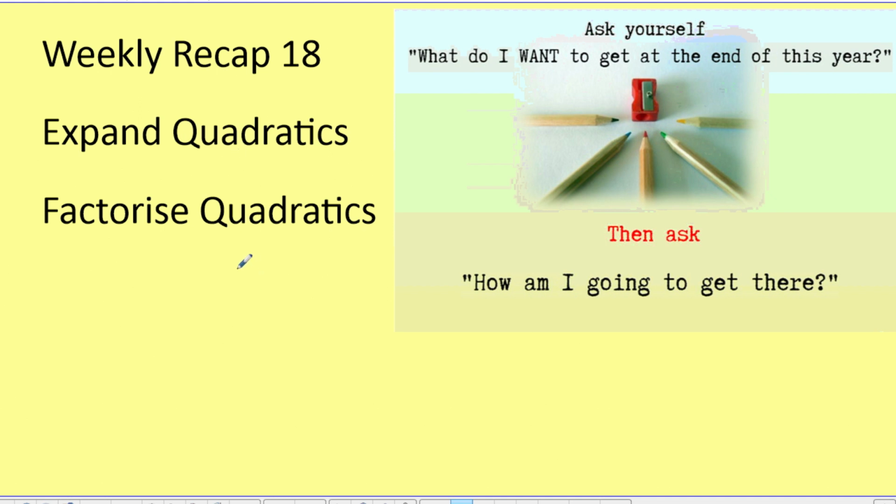Okay, before we get into them, we're just going to ask ourselves, what do we want to get at the end of the year, which is rapidly approaching? Maybe to improve our grade, get the next grade up from what we got last time, and to maybe learn something new and just push yourself a little bit harder than you have before. And how are you going to get there? Obviously revising, but the key thing is to be working hard. Hard work, determination from you is going to pay off. Okay, let's begin.